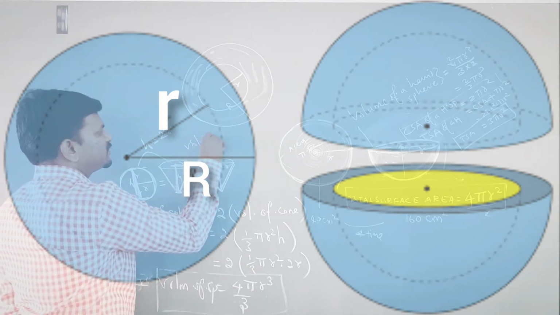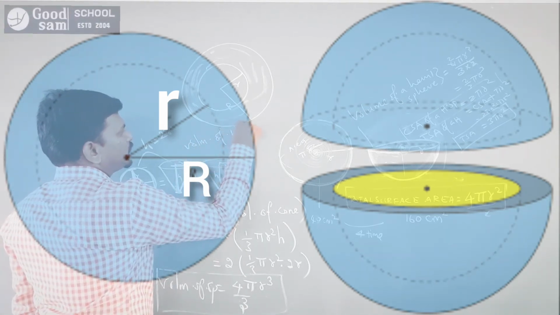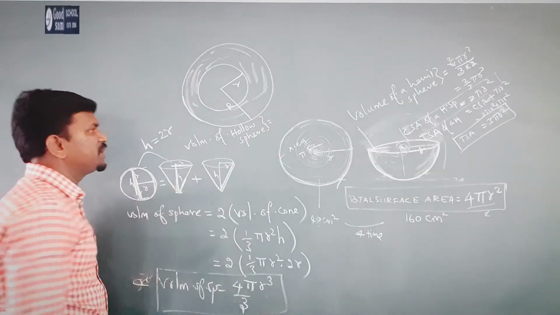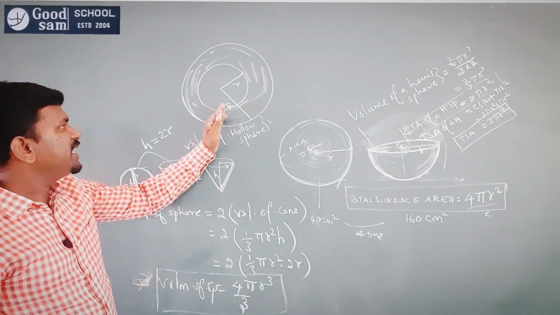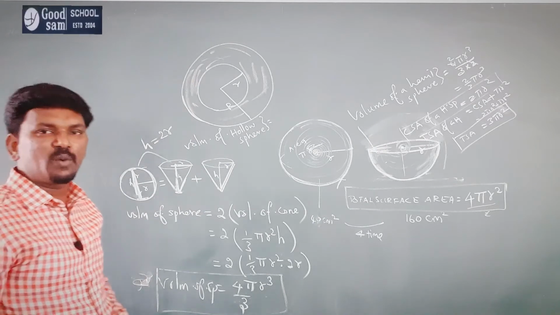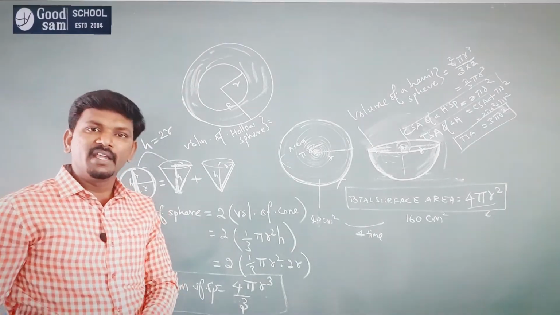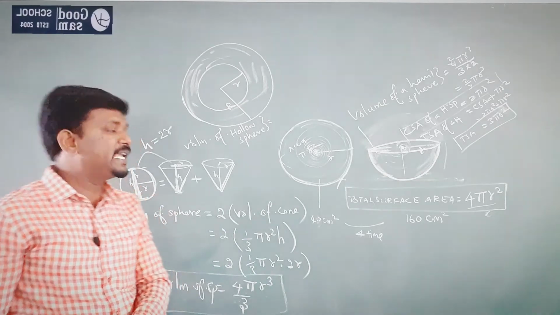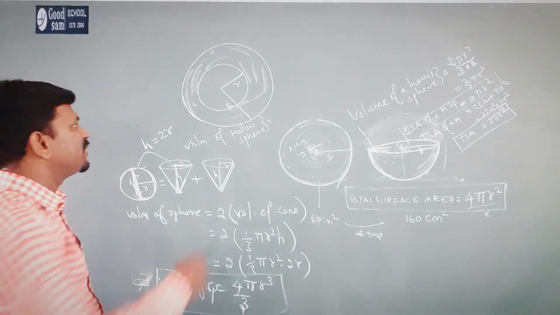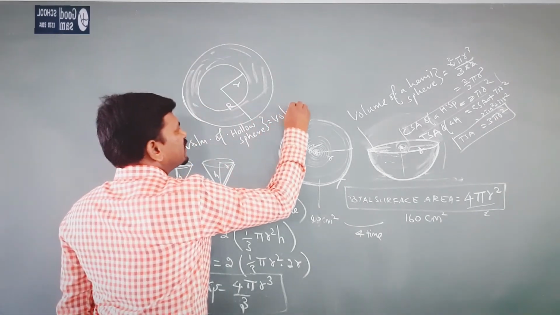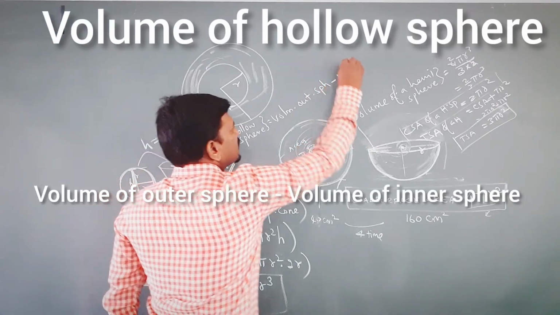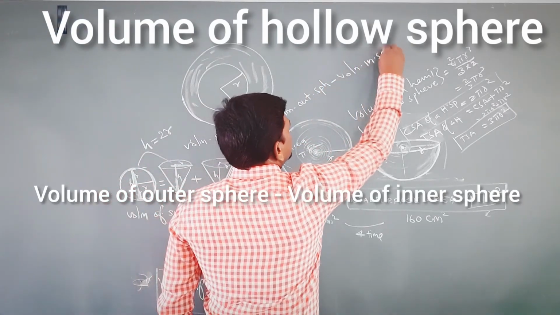Volume of a hollow sphere is volume of the outer sphere minus volume of the inner sphere. In 8th standard you have studied about the circular ring: area of a circular ring is area of the outer circle minus area of the inner circle. Similarly, volume of the outer sphere minus volume of the inner sphere.